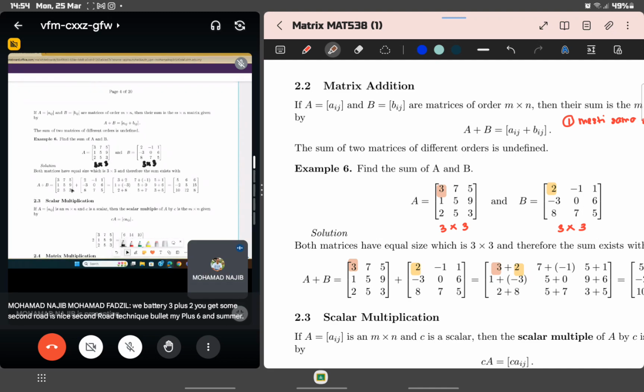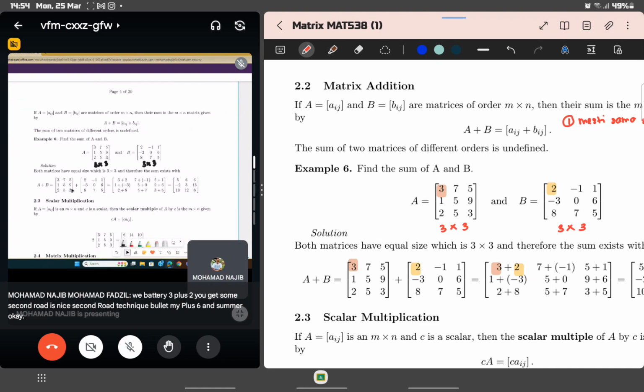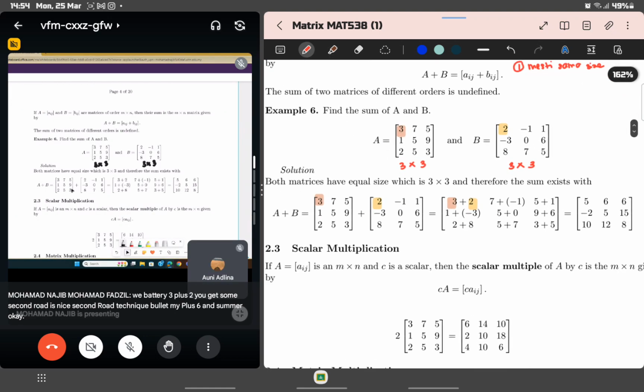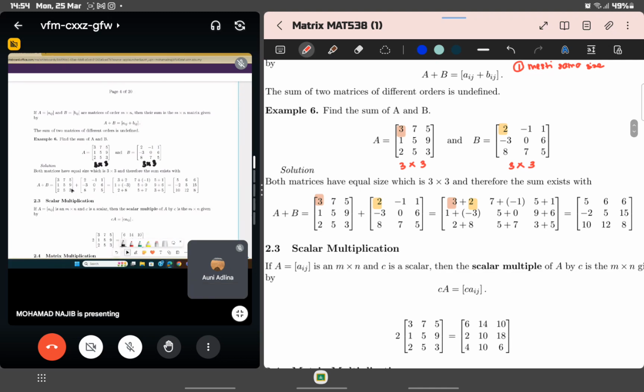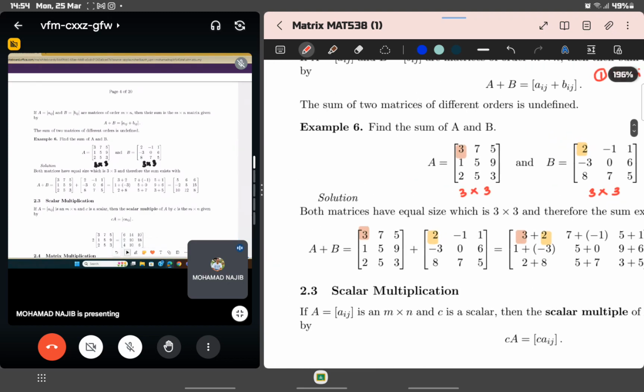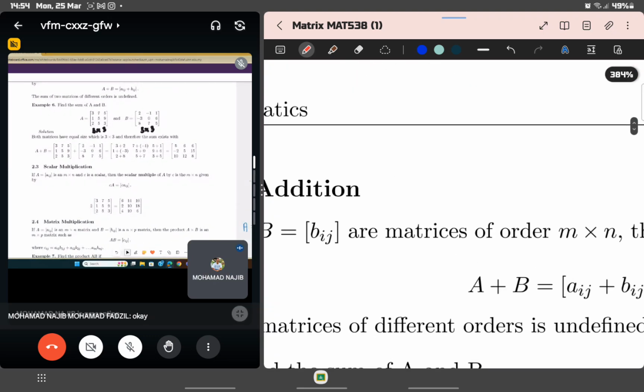Okay, cuba tengok A tambah B ni, ambil masa beberapa saat. Boleh tak? Boleh. Okay. Kalau tambah ni senang sikit lah.